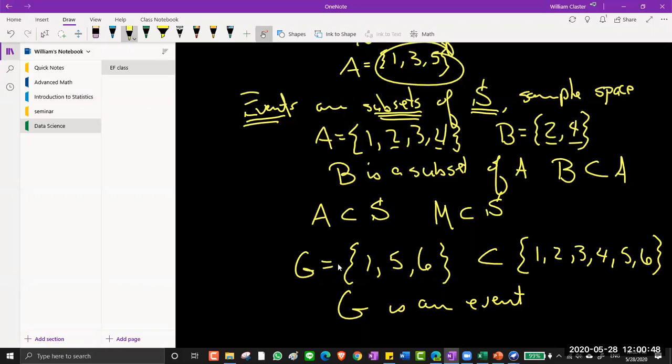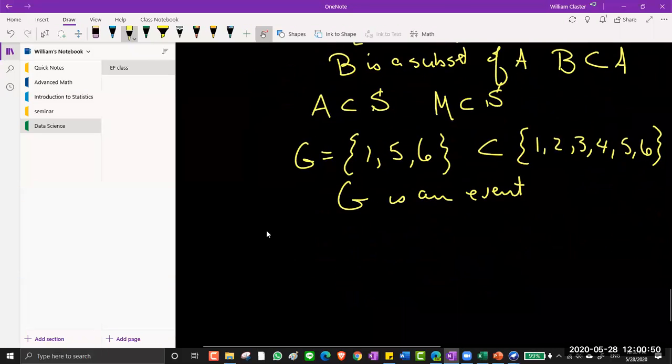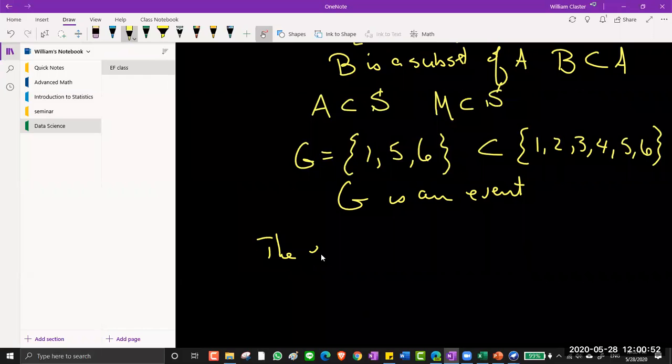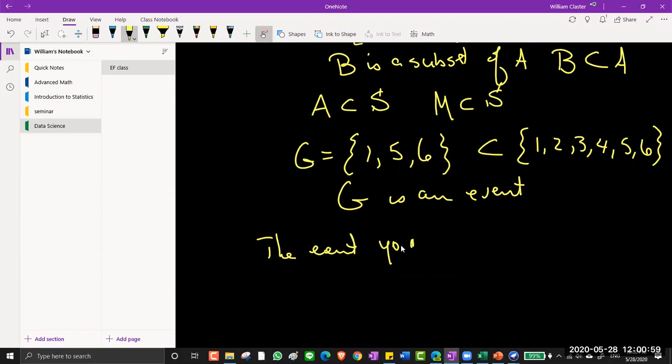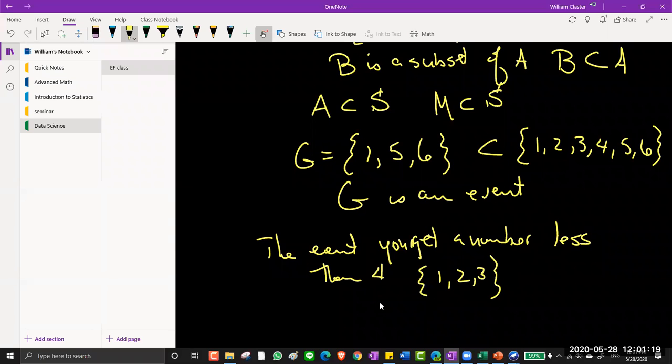Let's just do one more. Let's suppose we talk about the event that you get a number less than 4. So what is that event? It has to be a subset of S. So it's what? {1, 2, 3}. Okay, so that's another event.